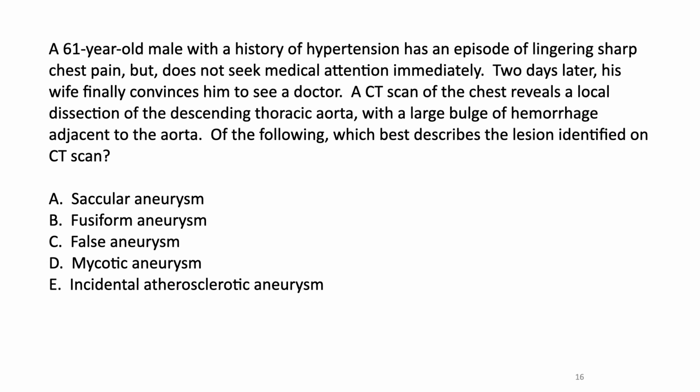So the answer would be false aneurysm. So where they had a dissection, it ruptured out, but it was contained by the adventitia and the surrounding fat. So it made basically a bulge of hemorrhage outside of it, but that little bulge is going to look like an aneurysm potentially. So this is a false aneurysm.